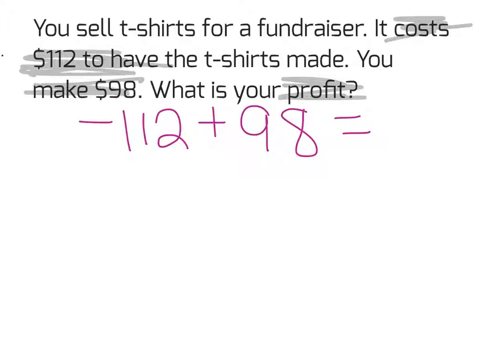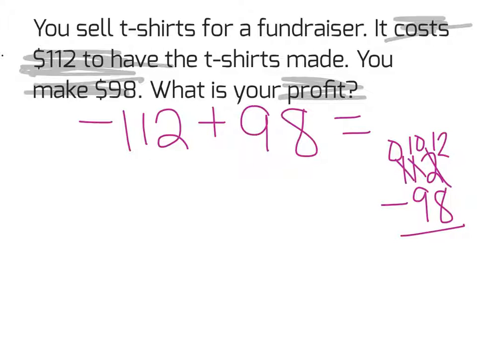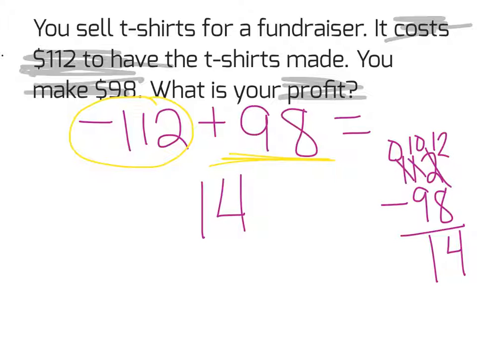So the 112 is bigger, so we're going to do 112 minus 98. Okay? Borrow, so 0, 10, 12. Okay? 12, 11, 10, 9, 8, 7, 6, 5, 4. And 10 minus 9, 14. 14. But this is the kicker, guys. So here, the negative is bigger than the positive. So we did not have a profit.